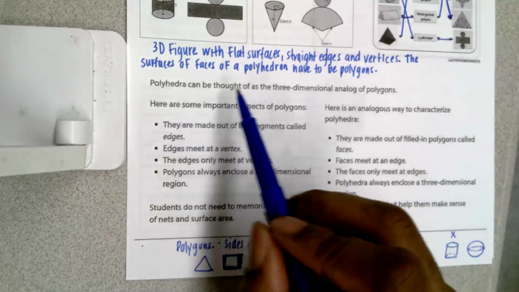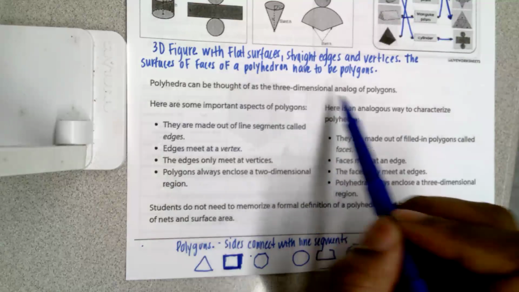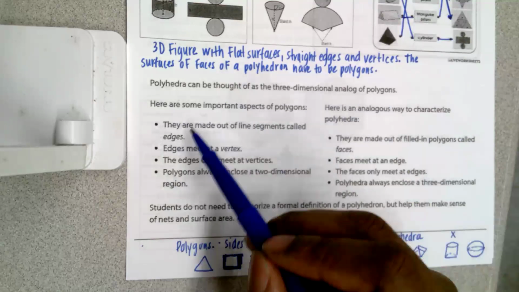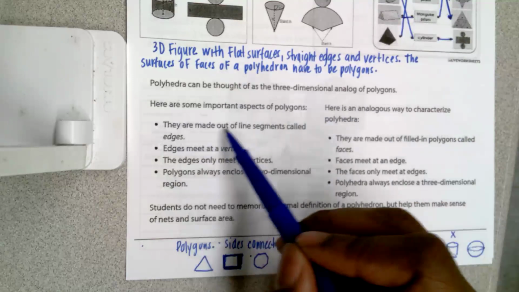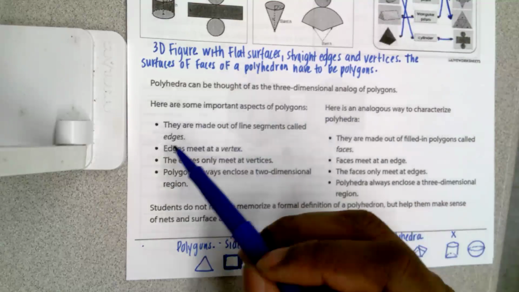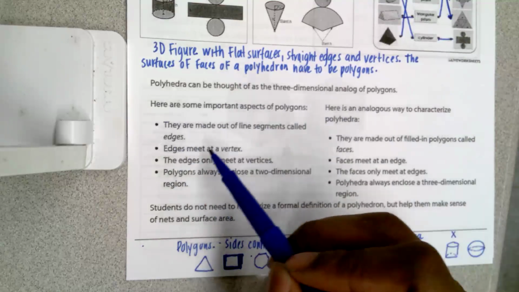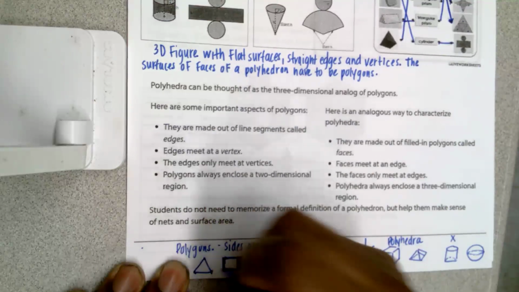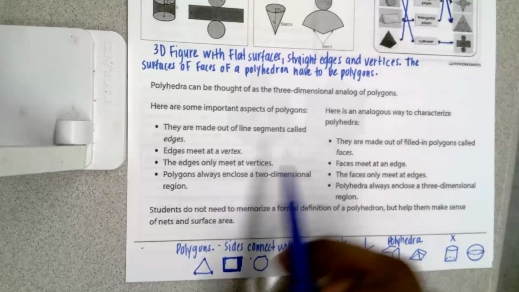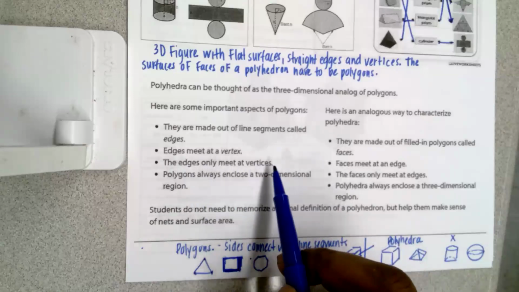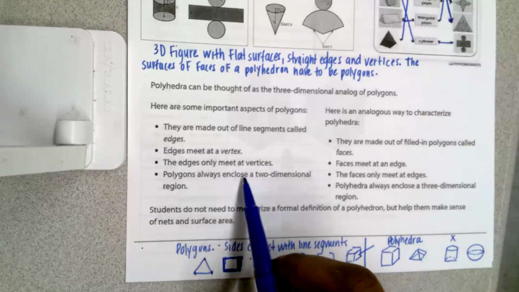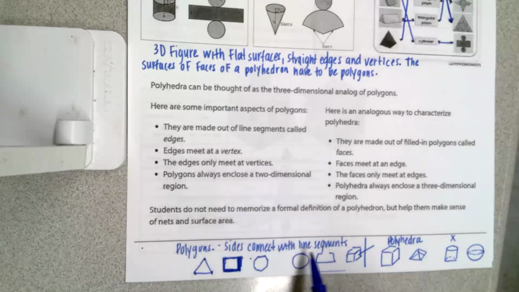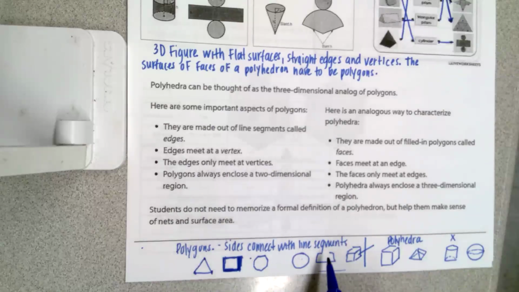So polyhedra can be thought of as the three-dimensional analog of polygons. Here are some important aspects of polygons. They are made out of line segments, as I showed, called edges. Edges meet at a vertex. For example, this is a vertex, this is a vertex, this is a vertex. So a triangle has three vertices. The edges only meet at vertices. Polygons always enclose a two-dimensional region. For example, a circle could not be a polygon, or a line segment that doesn't fully connect, right?